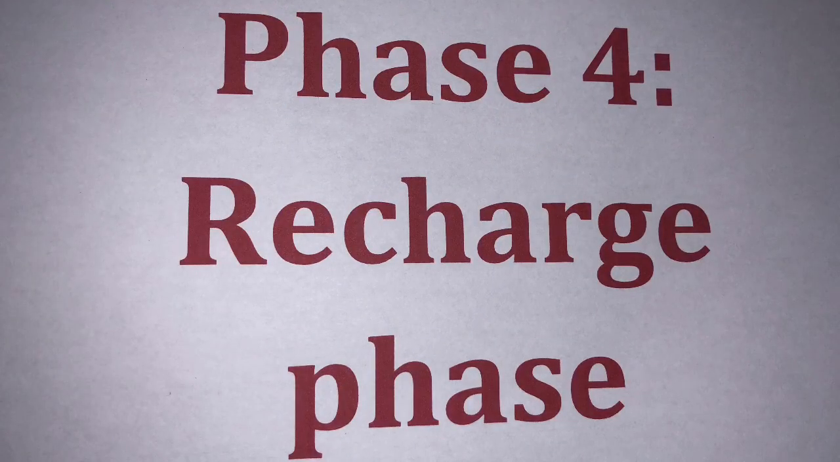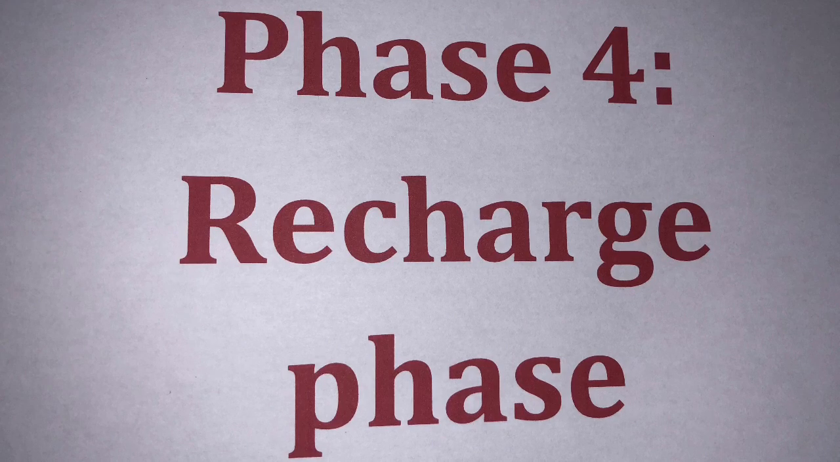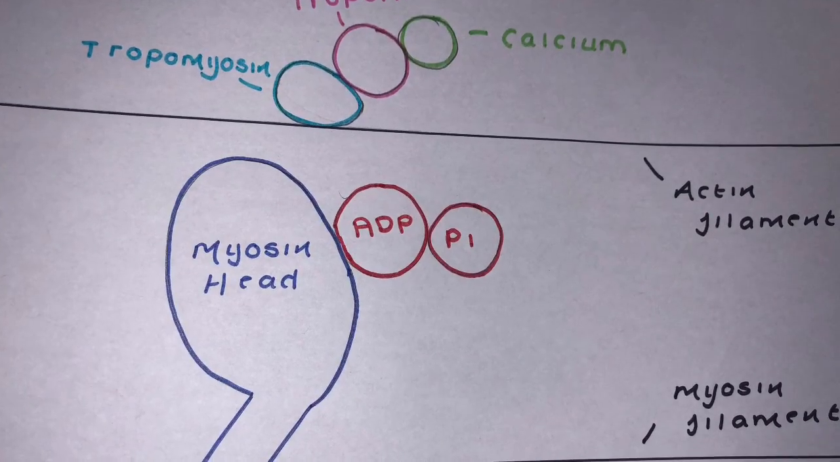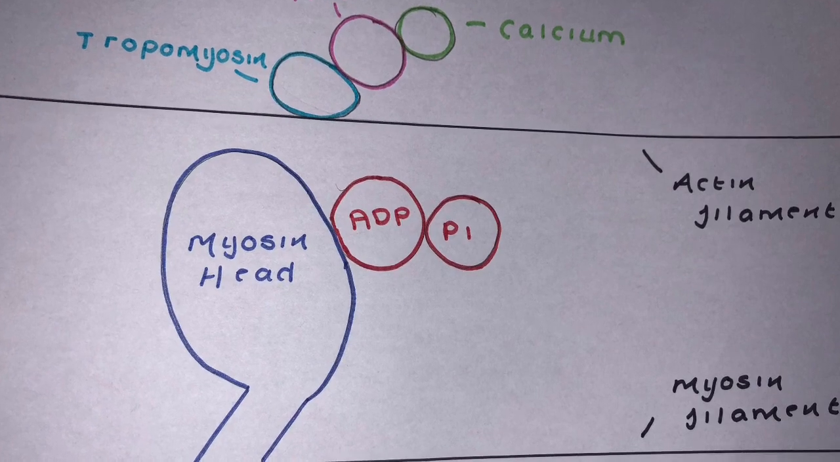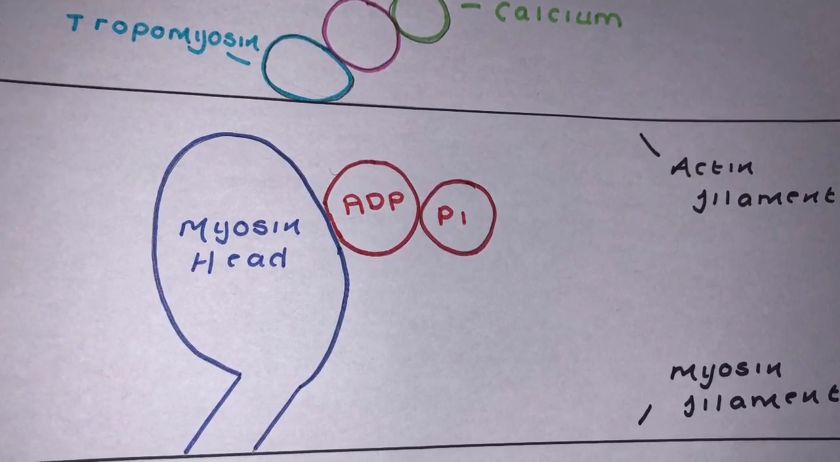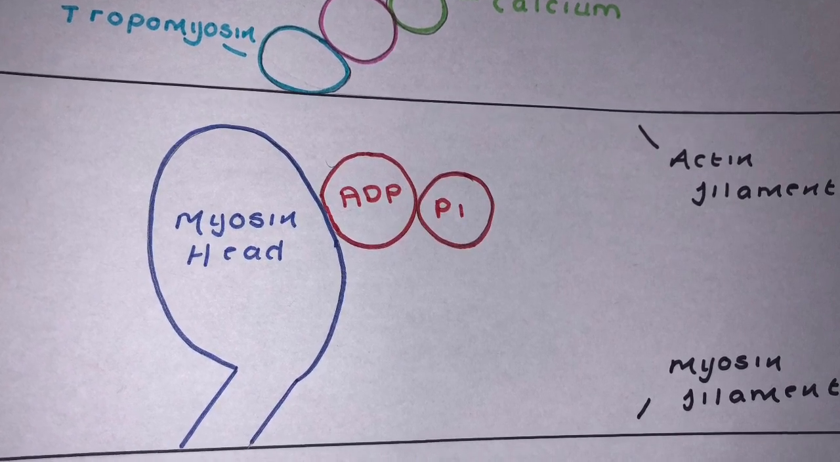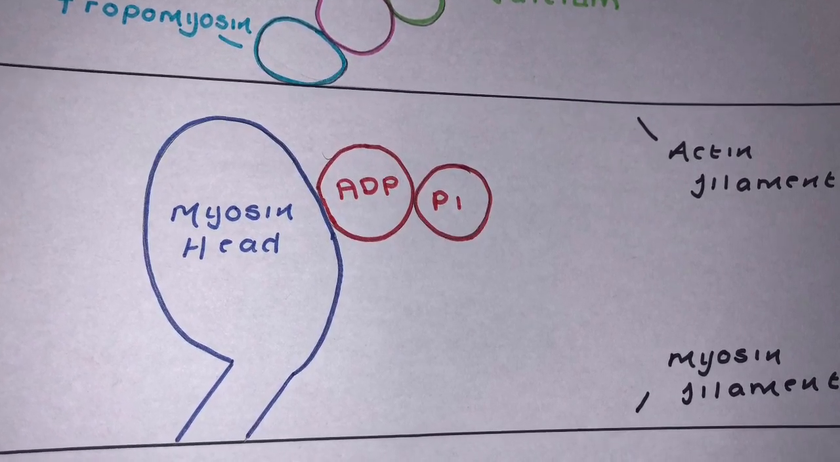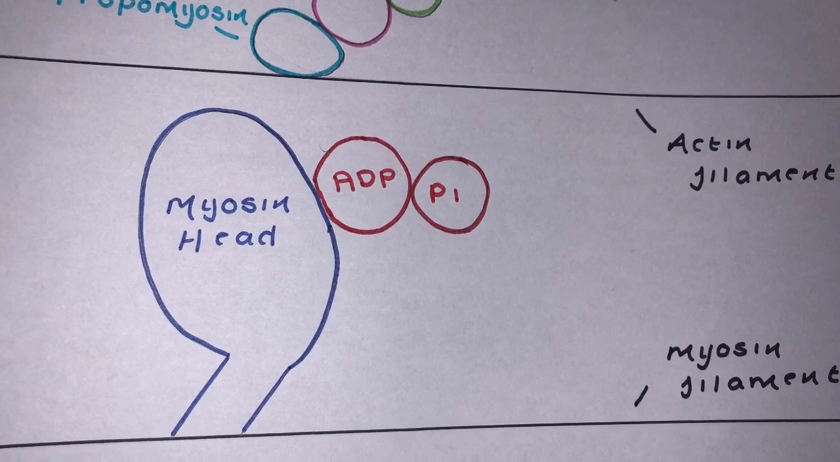Phase 4, recharge phase. Phase 4 is the recharge phase in which the free ATP, which stands for adenosine triphosphate, binds to the head, changing its shape. The actin-myosin cross-bridge breaks. Next, the ATP is hydrolyzed and the head returns to its original shape.